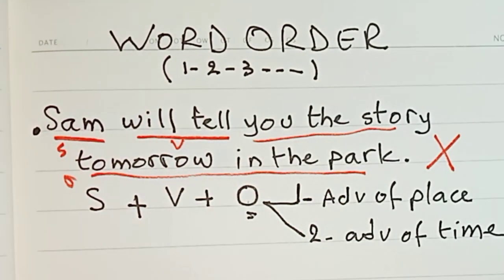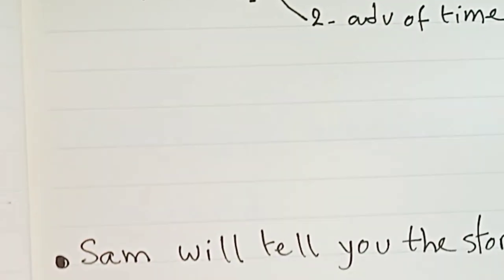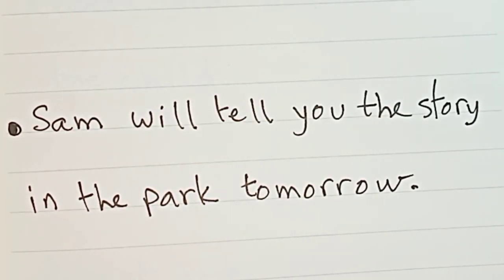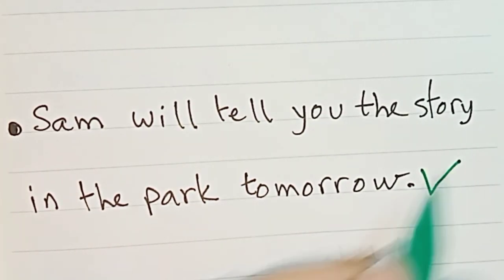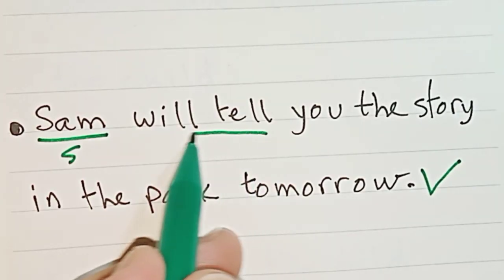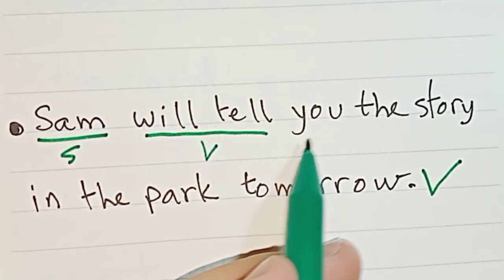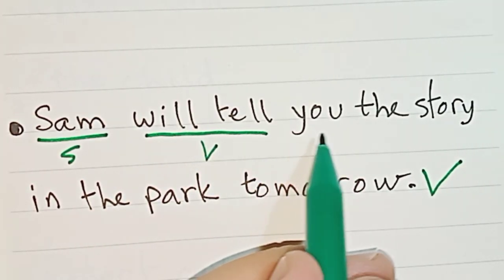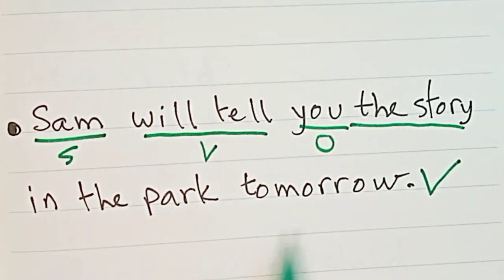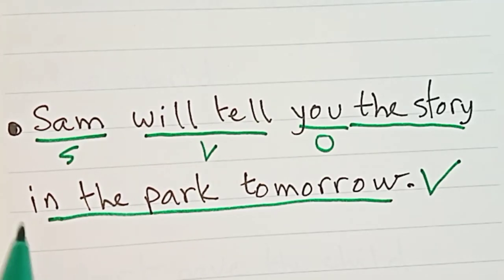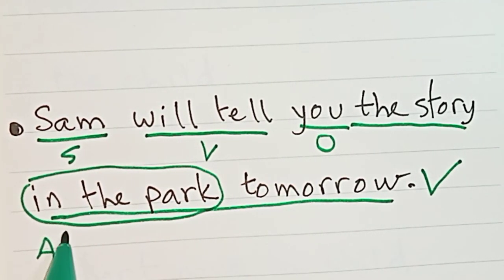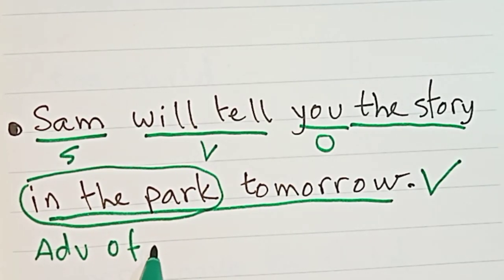The correct one is this one. Why is it correct? Because it applies the grammar rule. Sam is the subject, will tell is the verb, you is the object. This is all the object, and in the park is the adverb of place.